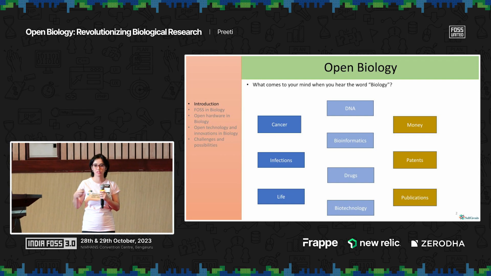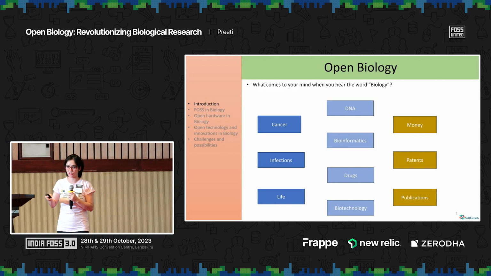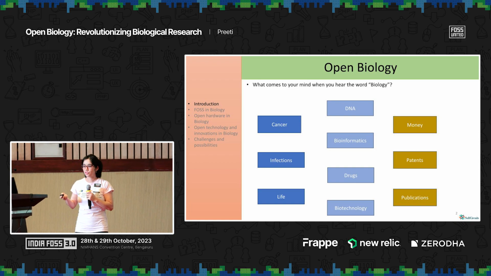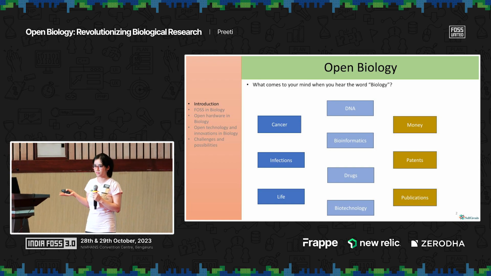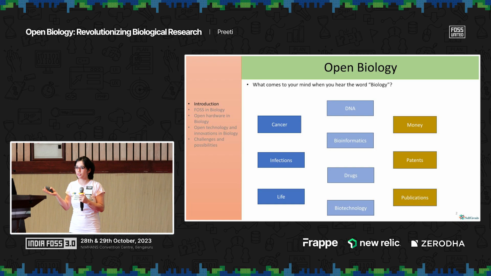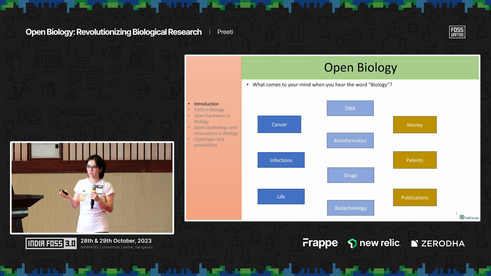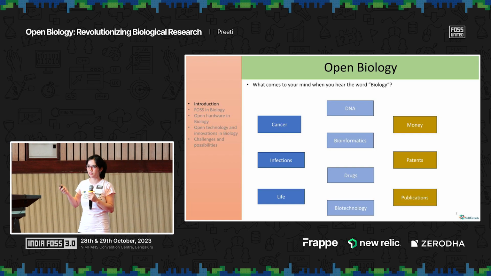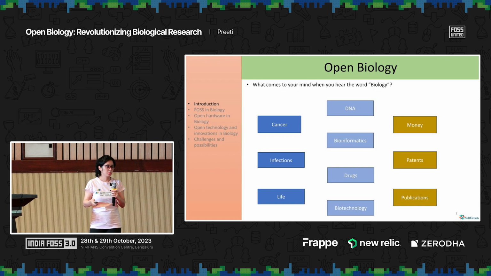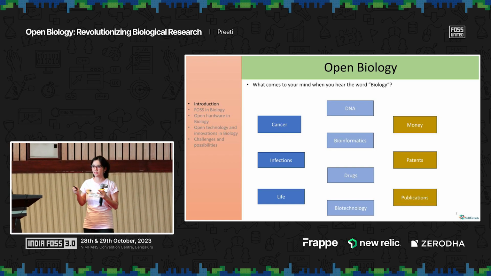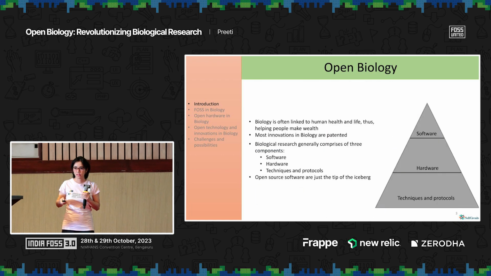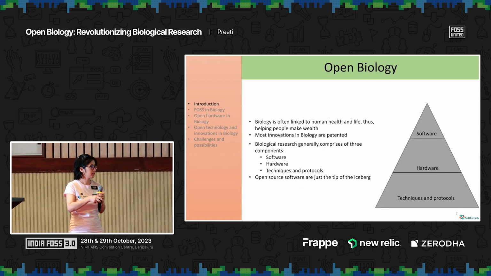Biology also refers to money, patents, and publications. It's often linked to health and life, and that is why it is also related to the wealth that people make, by having a lot of patents, because most of the biological innovations are patented. And biological research generally has three components. If you consider the pyramid structure, then the tip of the iceberg is the software. In my talk, I'll be talking about these three aspects.